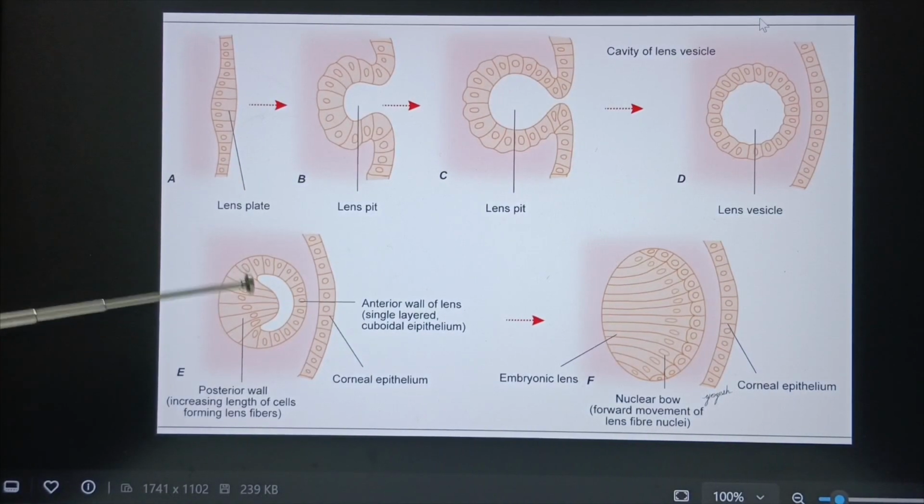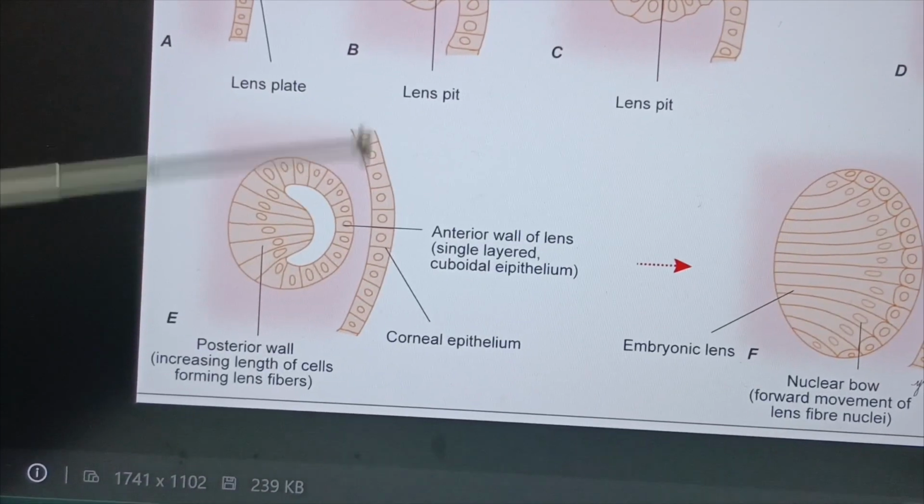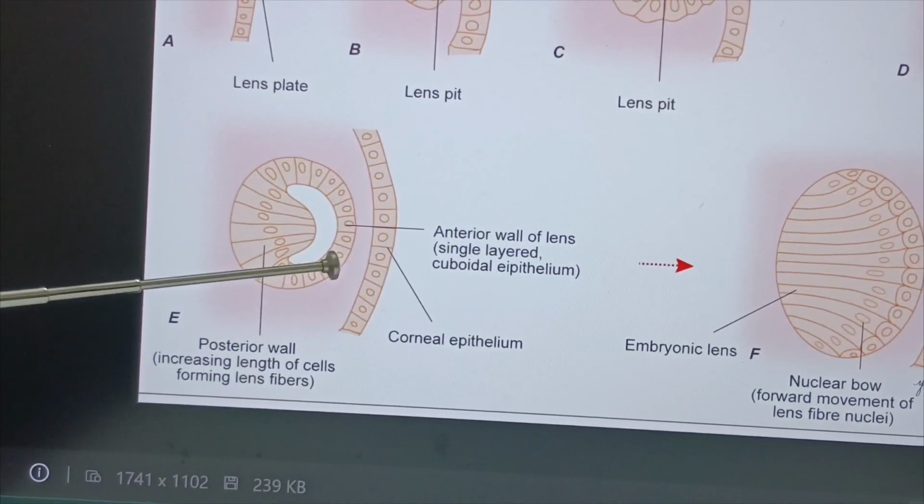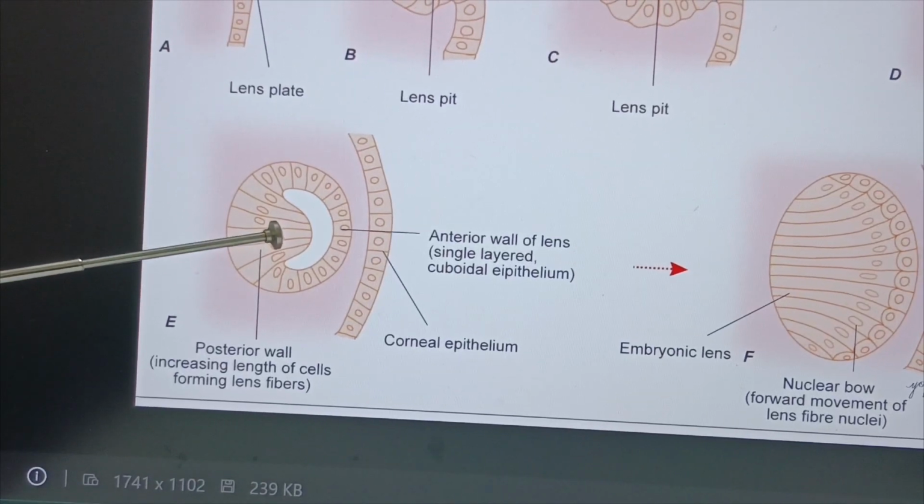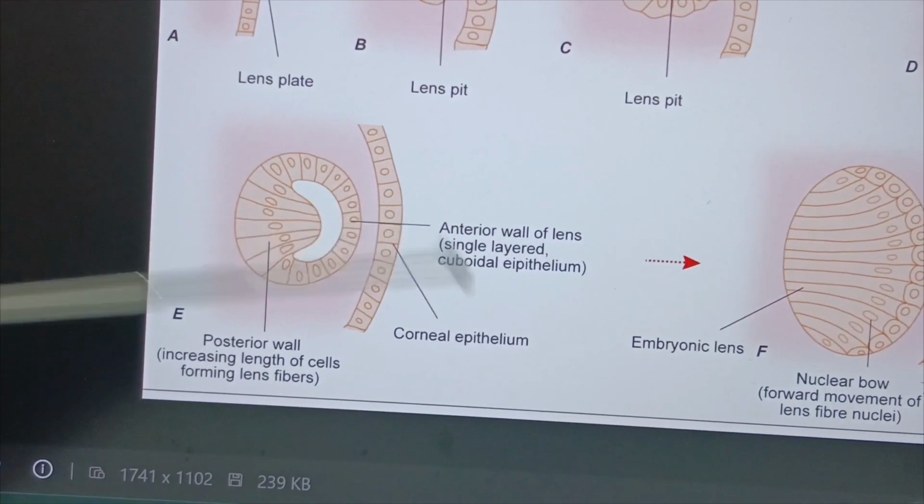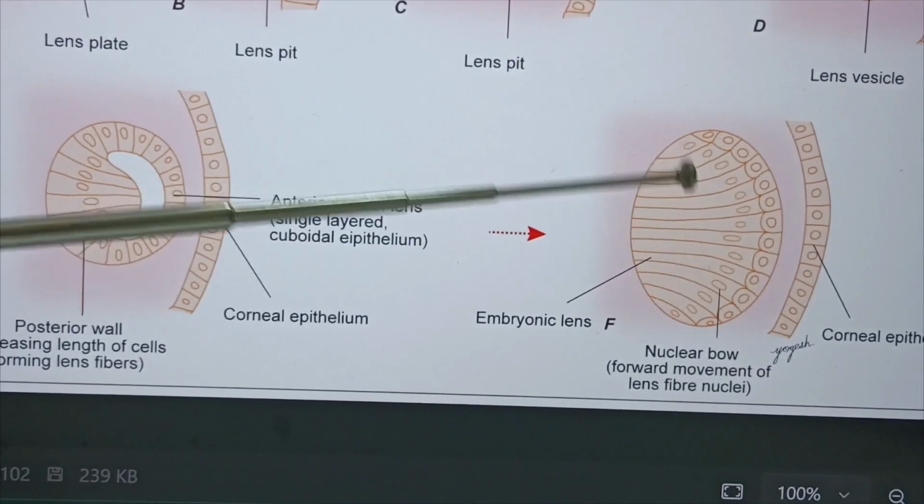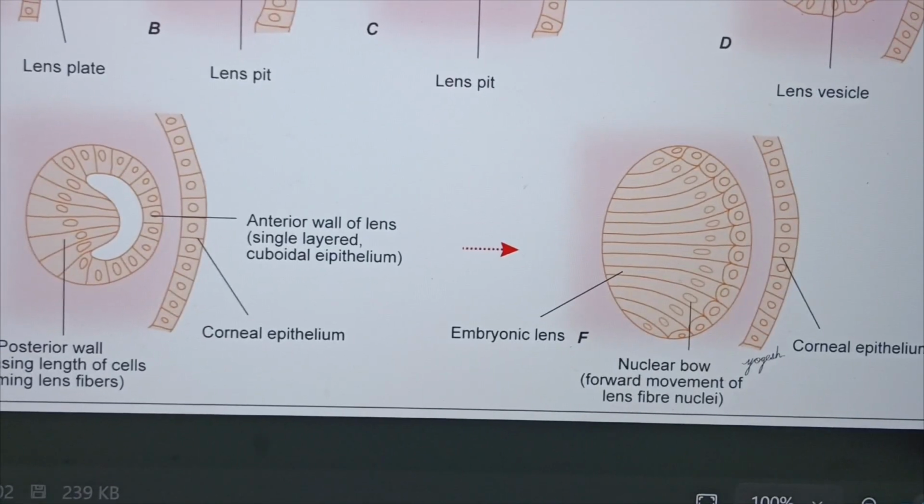Now see here, let me enlarge the view. This lens is showing anteriorly the simple cuboidal epithelium and posteriorly the elongated cells in the form of a columnar shape. They are growing anteriorly to form the primary lens fibers, obliterating this cavity. In this picture, you can well observe that this is now complete through primary lens fibers, right?